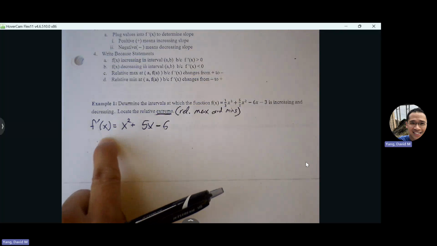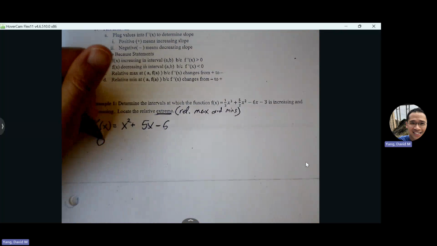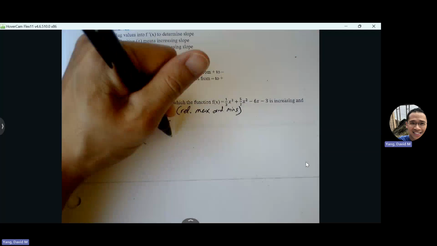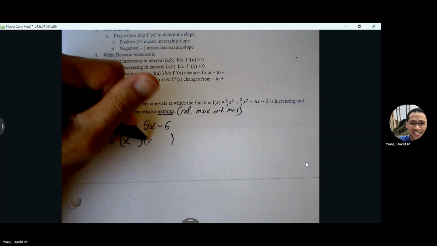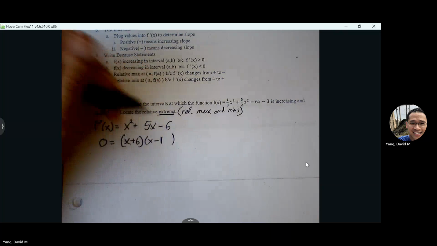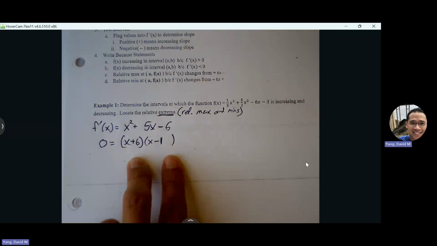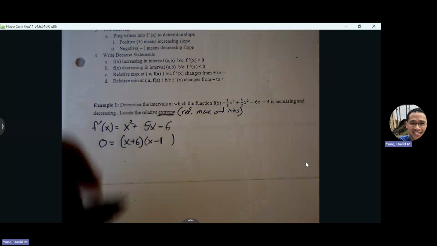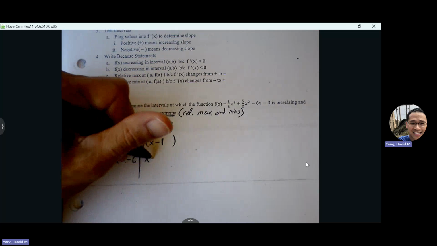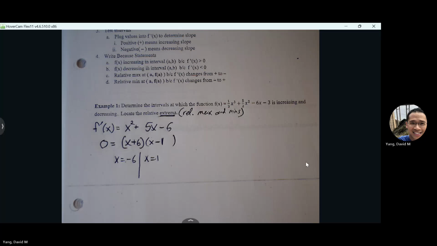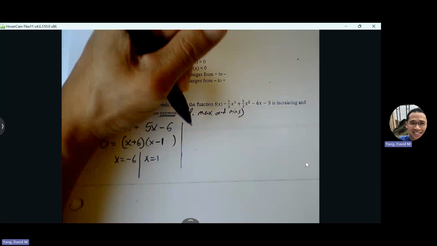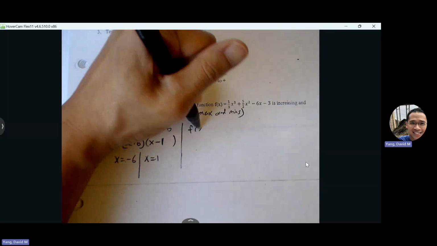Right? Once you have f prime, just like with particle motion, you're just going to set equal to 0. And it looks like we can factor this, right? Multiplies to be negative 6, adds to be positive 5. Positive 6 and negative 1. Set equal to 0, solve for x. I get negative 6 and 1. Right, just like particle motion, instead of calling it a v of t sign line, you're going to call it f prime sign line.